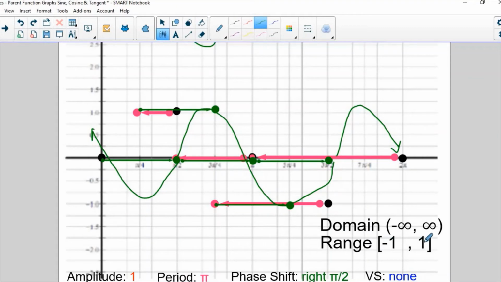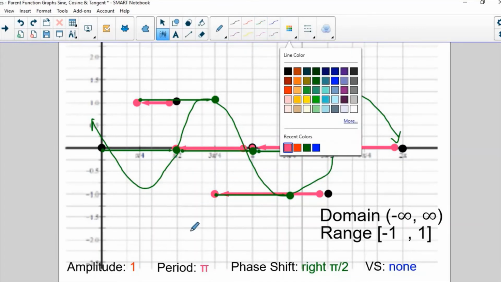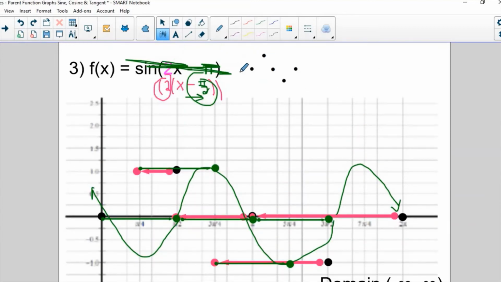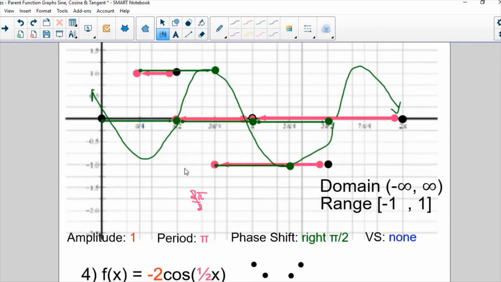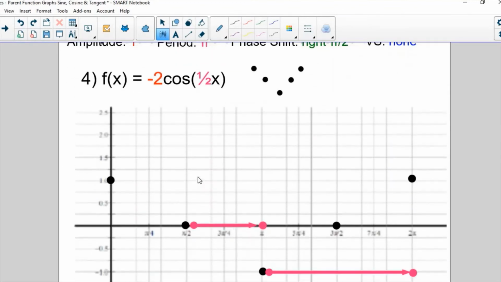Okay, so my range is -1 to 1 inclusive, domain negative infinity to infinity, amplitude is 1. My period is now 2 pi. And the reason that happens, again, is the algorithm for finding period is 2 pi divided by b, and our b value was 2. So that's how you get the period algebraically. You can also see it very clearly right there. Phase shift is right pi over 2, and the vertical shift, again, you don't see a d here, so there is no vertical shift.